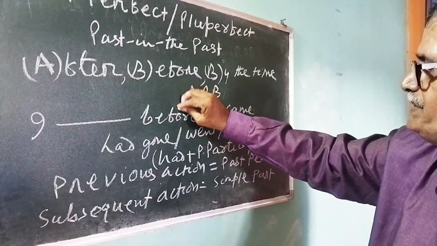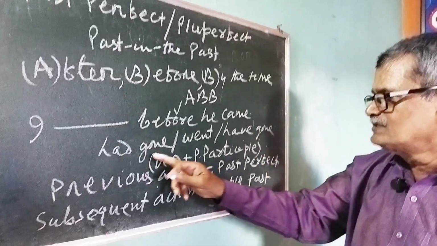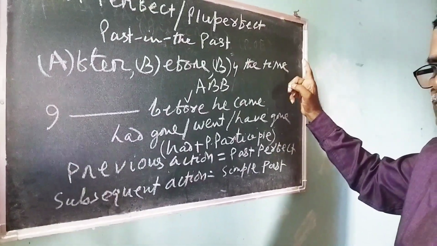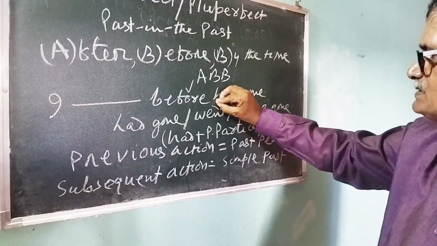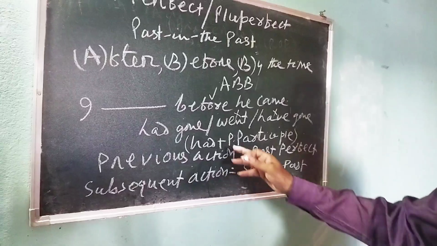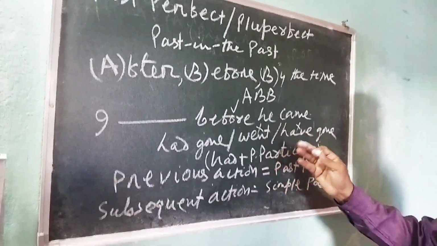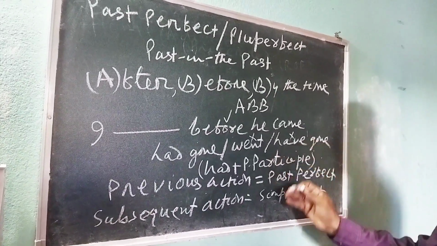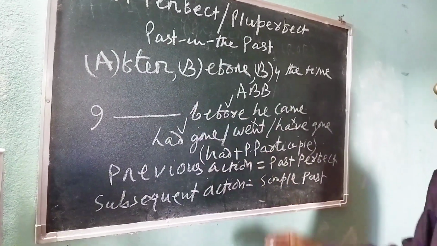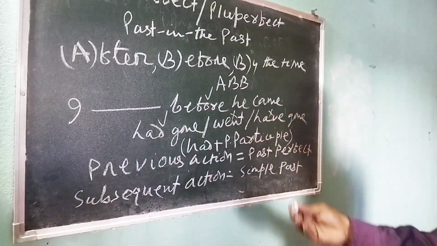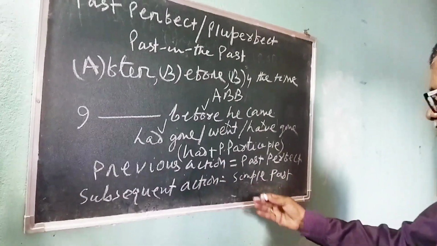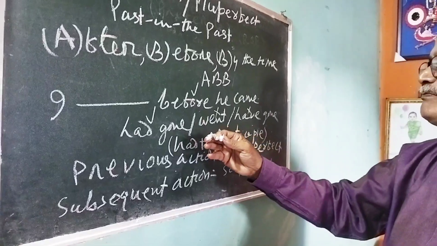Suppose here I dash before he came. Before is here. So the options are had gone, went and have gone. Use the rule of elimination, I have told you. Eliminate: simple past will not be, present perfect will not be, so past perfect will be there. Past perfect means past plus past participle, or had plus V3. So had gone is the correct answer here. I have told you that the previous action always takes past perfect and the subsequent action always takes simple past.